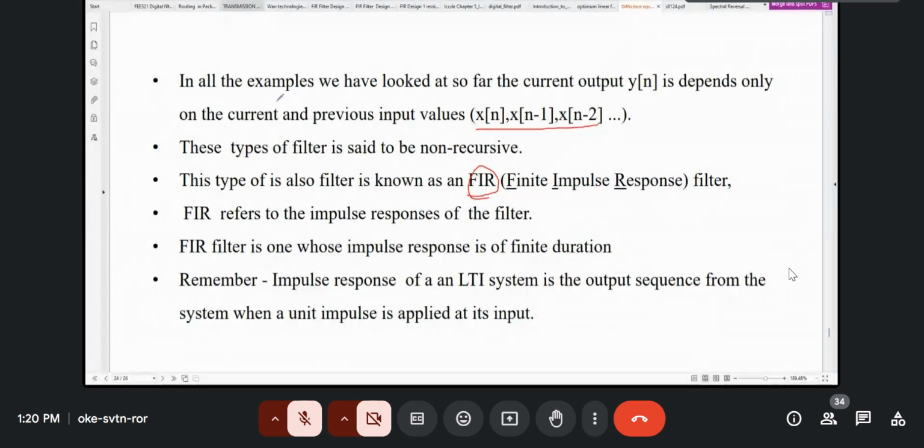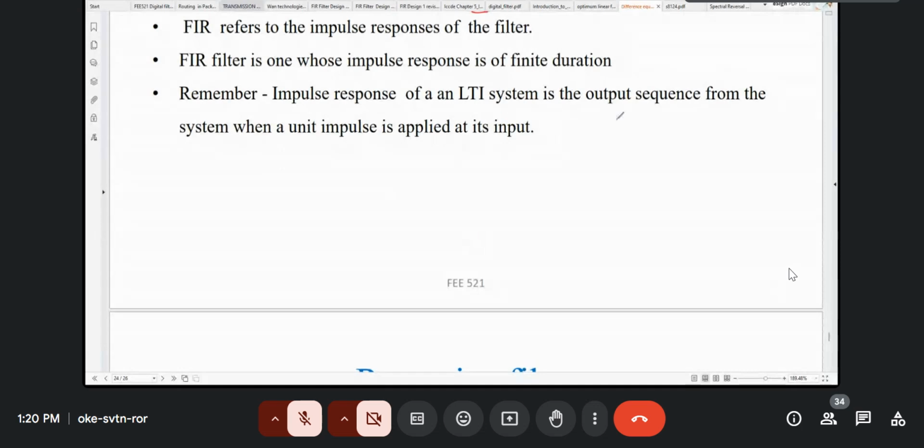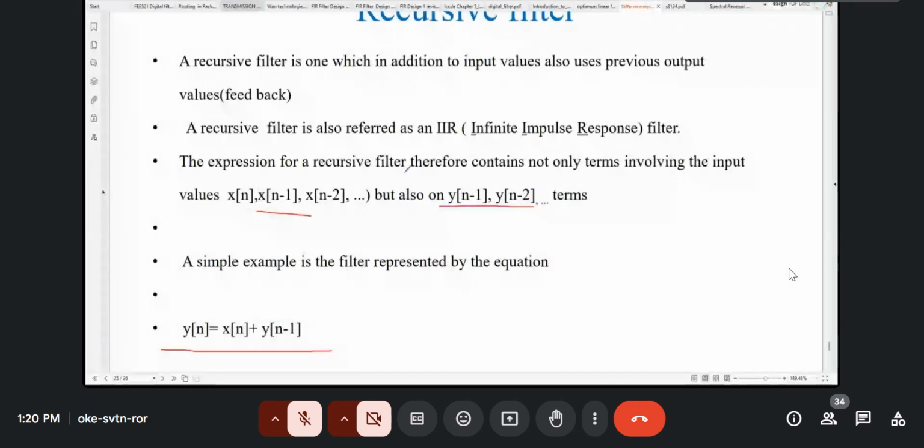Then we have the non-recursive and recursive filters. So long as you don't have previous samples of y[n], that is a non-recursive filter, and we call that filter FIR. These are things we know, and then the recursive filter.